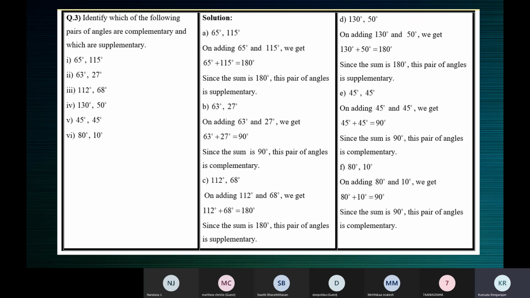Because that is the heading. Which of the following pairs of angles are complementary and which are supplementary? So the answer should be either supplementary or complementary, but you are right. If the sum is not 90 or not 180, they're neither supplementary nor complementary. Yes, ma'am. Took screenshot, ma'am.